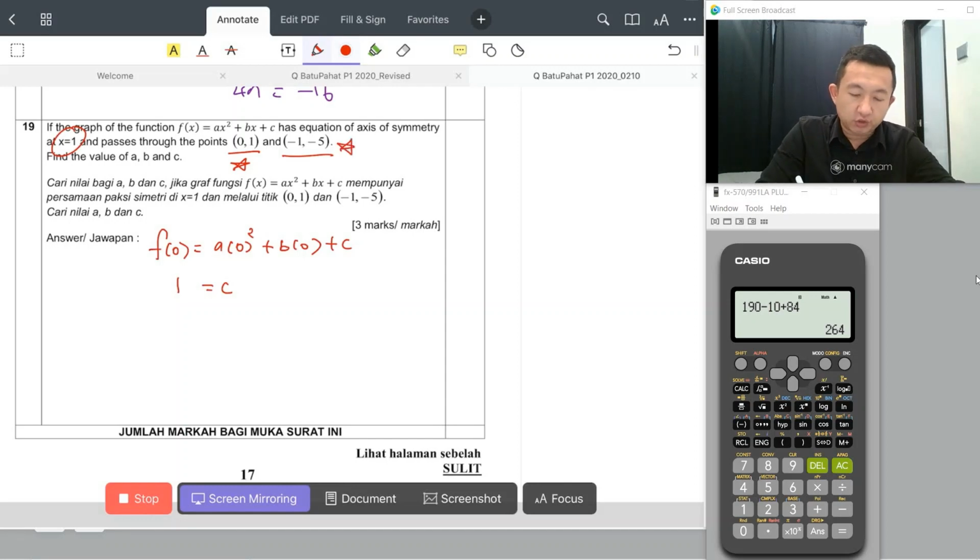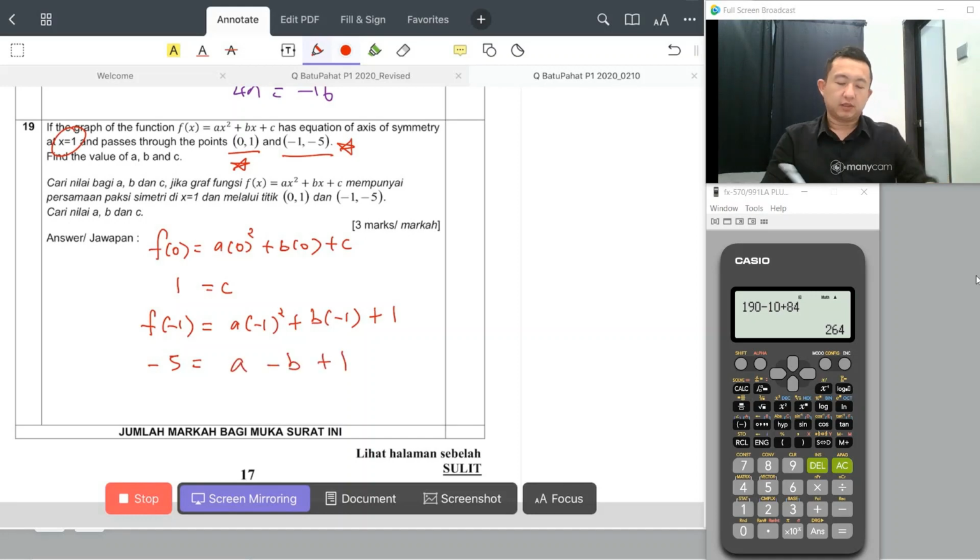And then you also know about this. So let's say I have f(negative 1). You have a times negative 1 squared plus b times negative 1. Do you write plus c? No, you know the value for c, plus 1. And negative 1 with negative 5. So you can have a minus b plus 1. And this is what you know: a minus b equals negative 6.